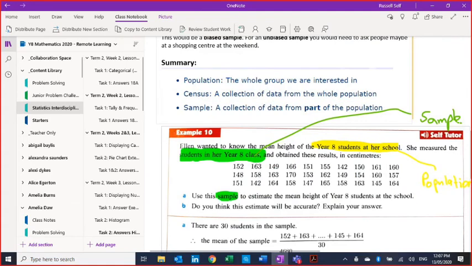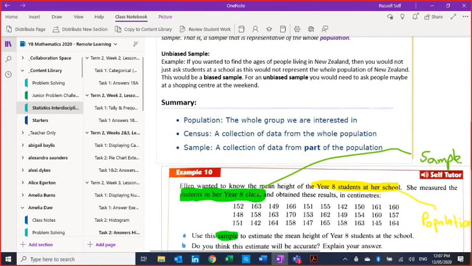Okay? So let's look at some examples of a question from the book. Ellen wanted to know the mean height. Mean is the same as saying what word? Average. Mean is average, right? That's the one we normally think of when we say average. Okay, guys? Yeah, if you mute your microphones, please. All right, so she wanted to know the mean height of the year 8 students at her school. So the year 8 students at her school, those are the population. That's the people that she's looking at, right?